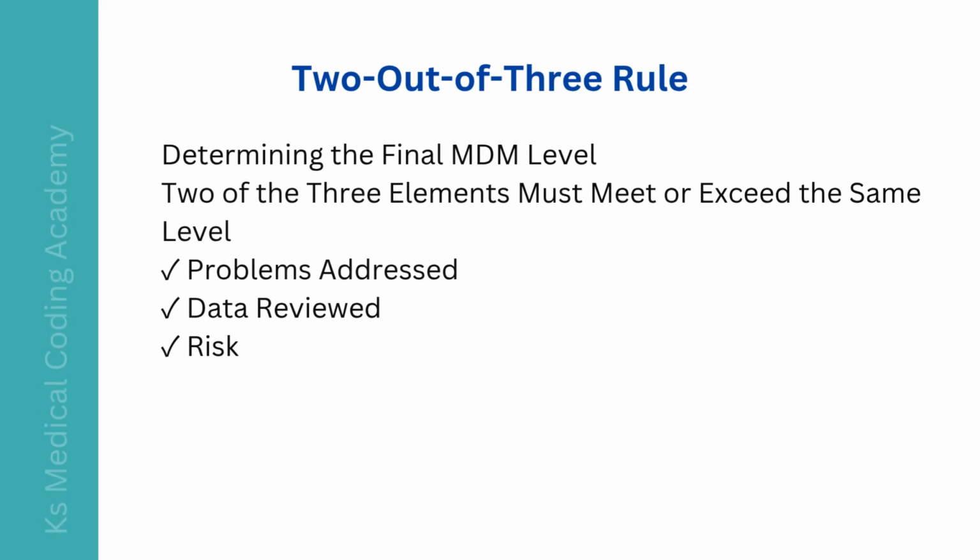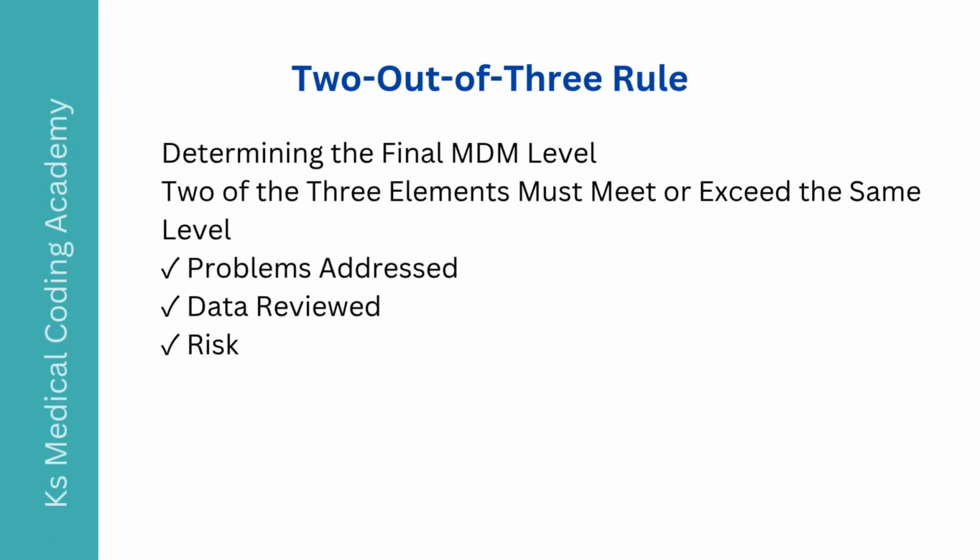An important CPT guideline is known as the 2 out of 3 rule. To assign a particular MDM level, at least two of the three elements must meet or exceed that level. For example, if the problems and risk are moderate, but the data is low, the overall MDM level is still moderate. This rule is frequently tested on the CPC examination.